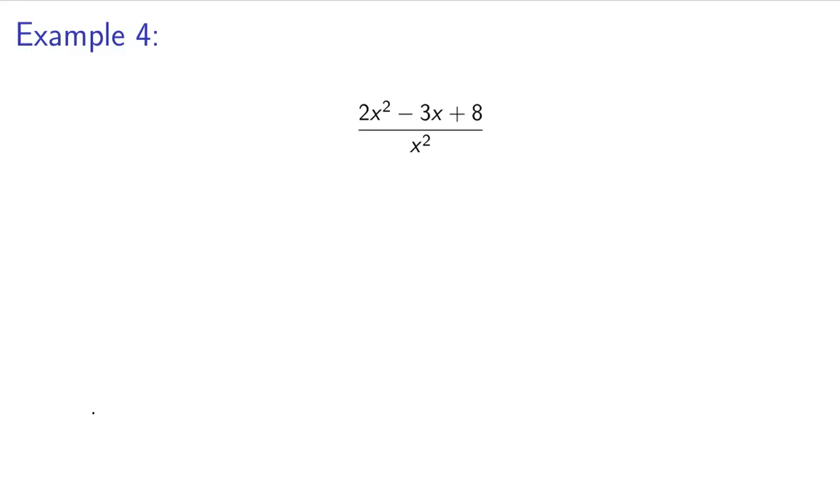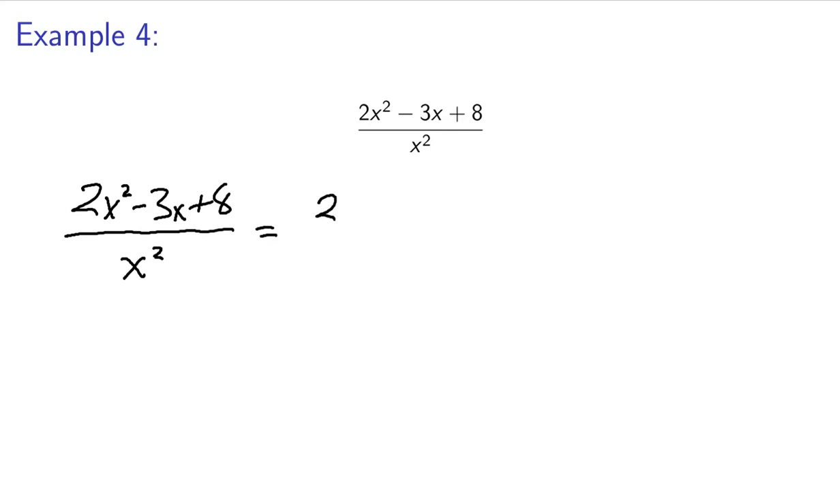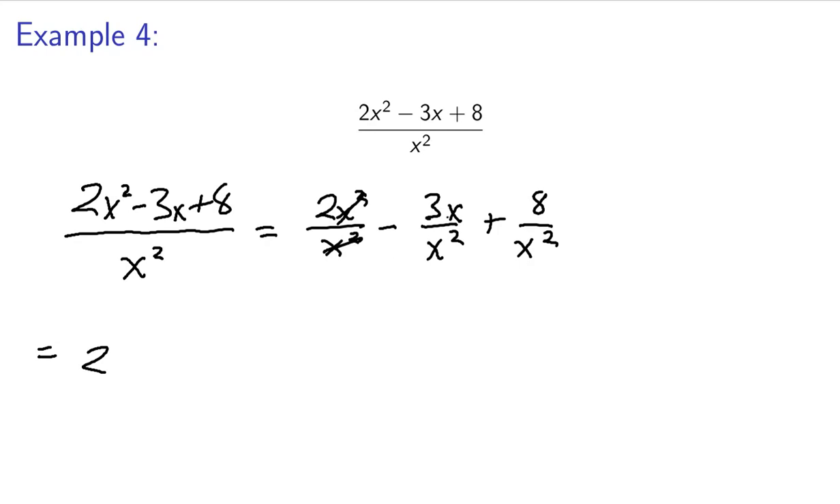And now one last example. When you have 2x squared minus 3x plus 8 all over x squared, this will be the same thing as 2x squared over x squared minus 3x over x squared plus 8 over x squared. Going down here, these x squareds are going to cancel, so you'll have just 2 left. This x is going to cancel with one of these two x's, so you'll have just 3 over x. Nothing cancels over here.